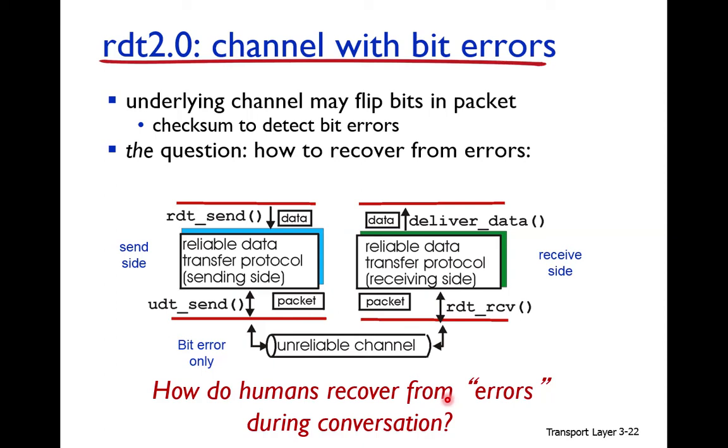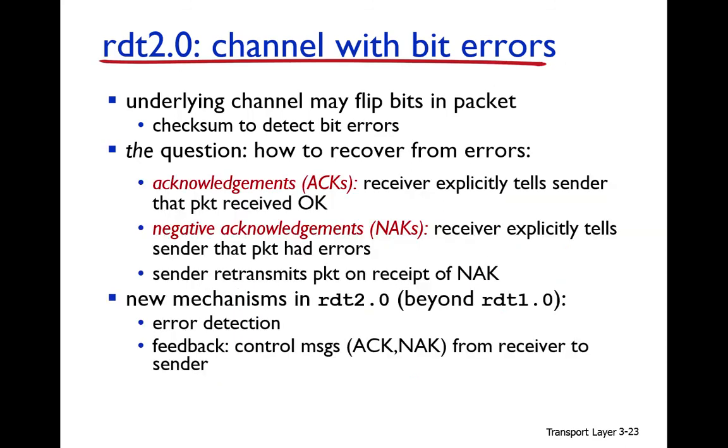So when the human understands the conversation, he says "okay, okay." If he doesn't understand, he says, "Okay, please repeat it." Similarly here, when we have a bit error in the channel, how does the transport layer recover? The transport layer should do three things.